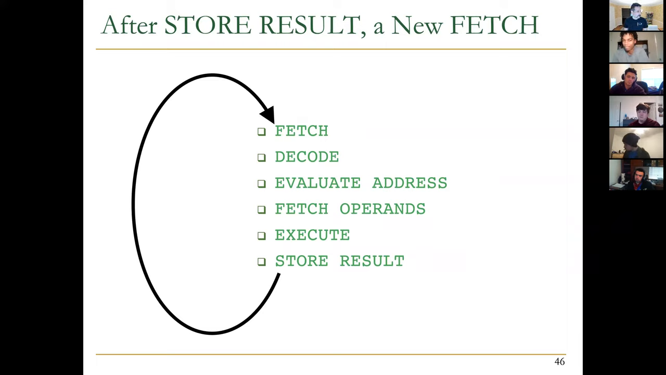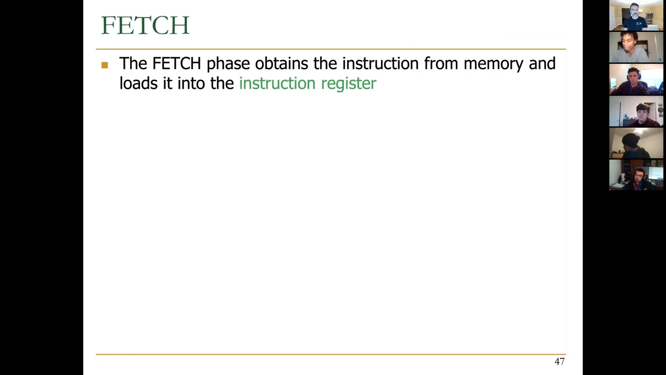These will get a lot more clear when we go and explain each of them one by one. Let's start with fetch, which is the first step. In fetch, we want to obtain the instruction from memory and put it in the instruction register, which is a particular register. We talked about it previously, or IR, if you remember.